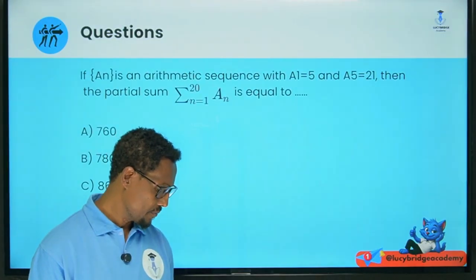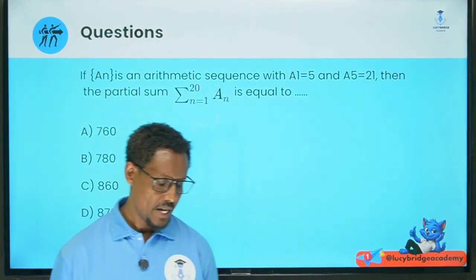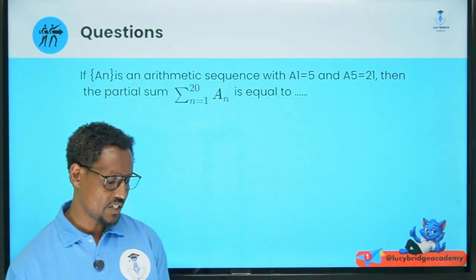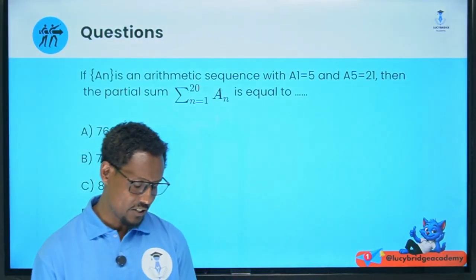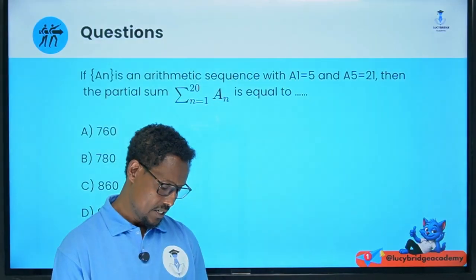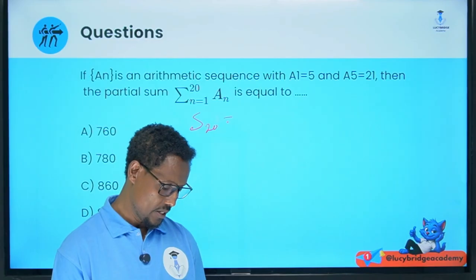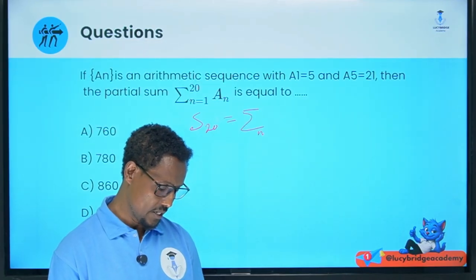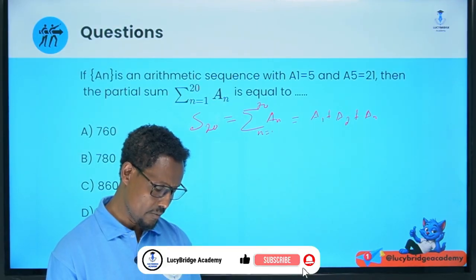Now, if an is an arithmetic sequence with first term 5 and fifth term 21, then find the partial sum of an, where n starts from 1 up to 20. In other words, we are asked to find S20, which is equal to the summation of an for n from 1 up to 20, which means a1 plus a2 plus a3 and so on, up to a20.